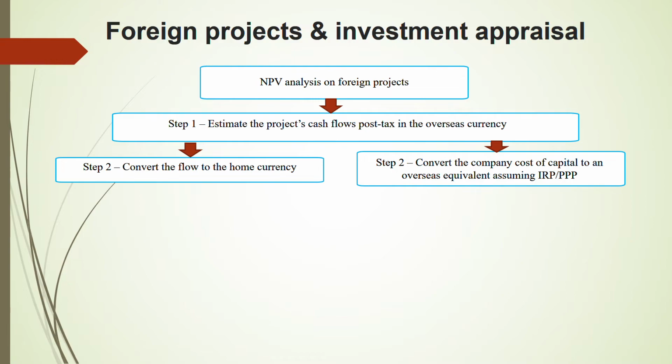Step 2 is not like that. In the first method, for each of the years, you are converting the overseas currency to the home currency using the exchange rates that you have predicted. And mostly we follow the first method. First method means on your left side, step 2 on your left side, convert the cash flow to the home currency. We follow that method. In the exam also, if you have seen, we convert for every year.